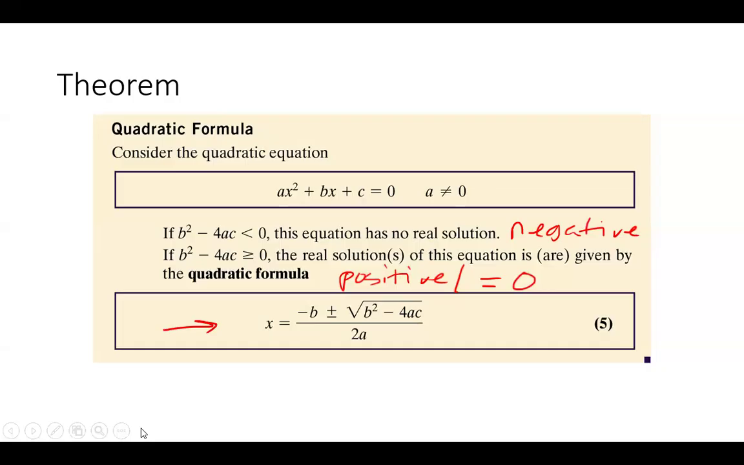Okay, but this is our formula. Say it with me. Here we go. X equals negative b plus or minus the square root of b squared minus 4ac divided by 2a. Okay, that is the quadratic formula.